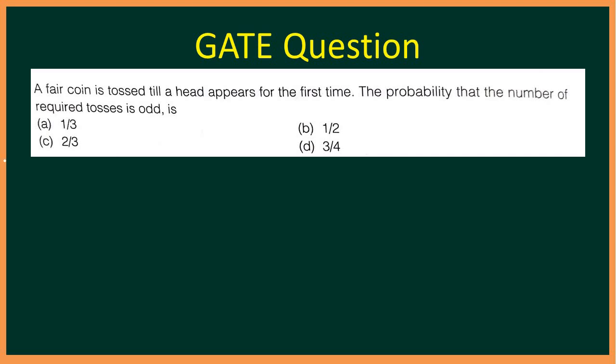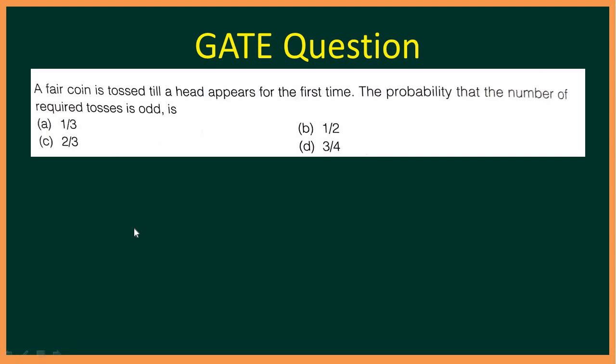Okay, let's see one more question. A fair coin is tossed till a head appears the first time. Then the probability that the number of required tosses is odd is.